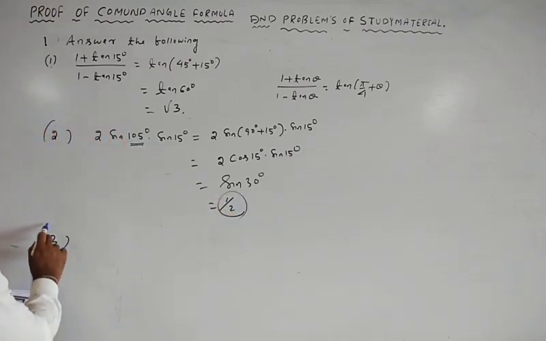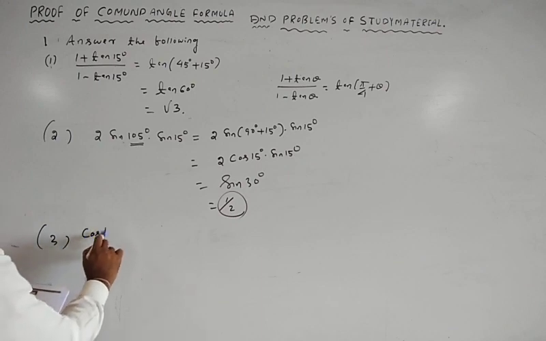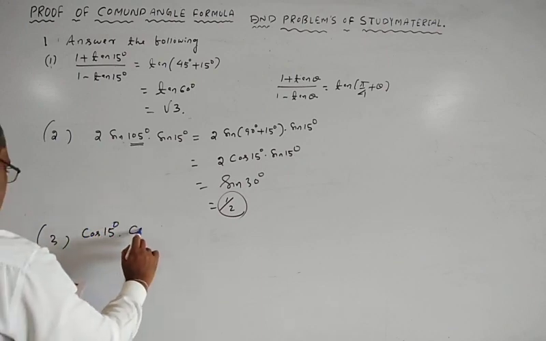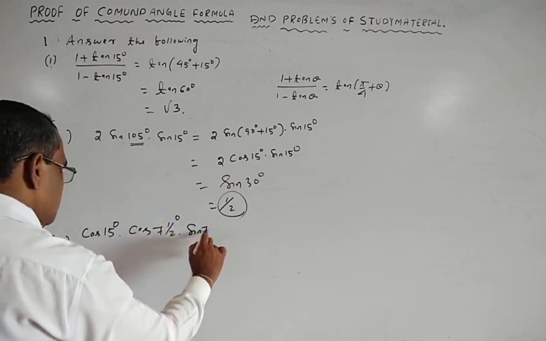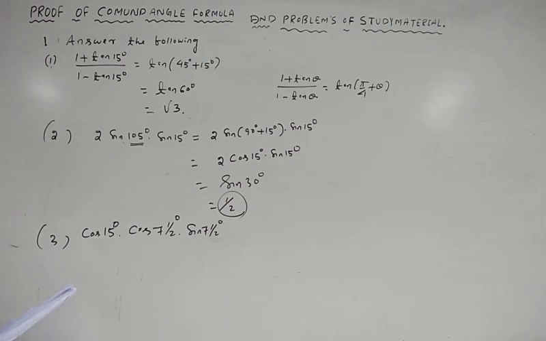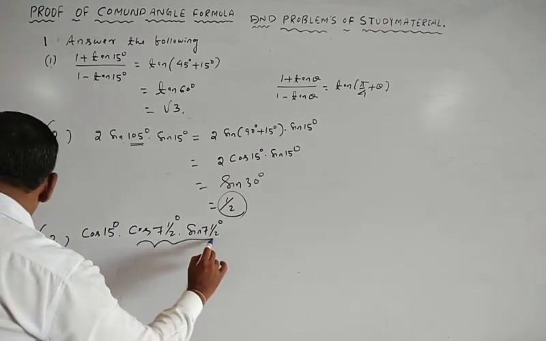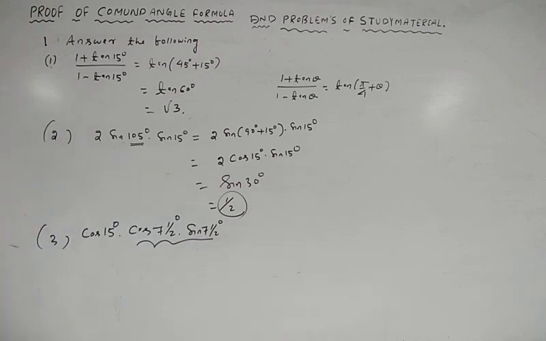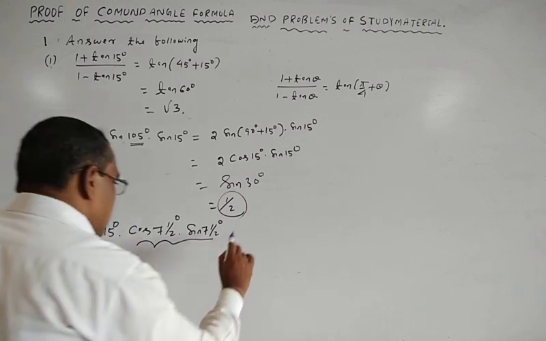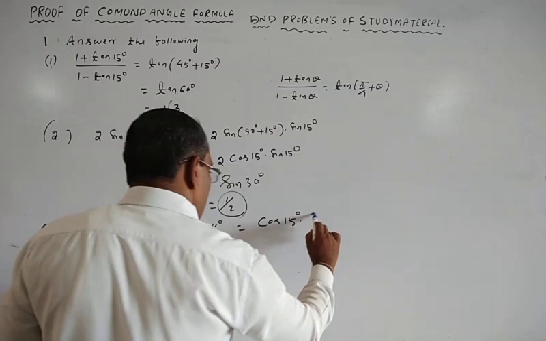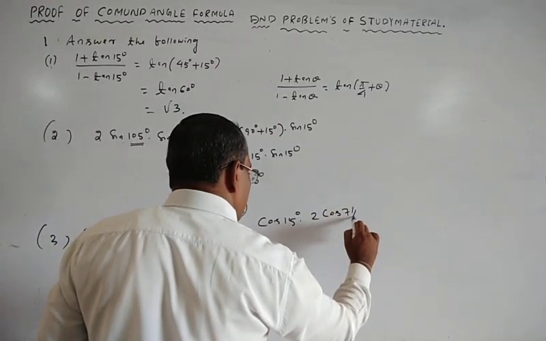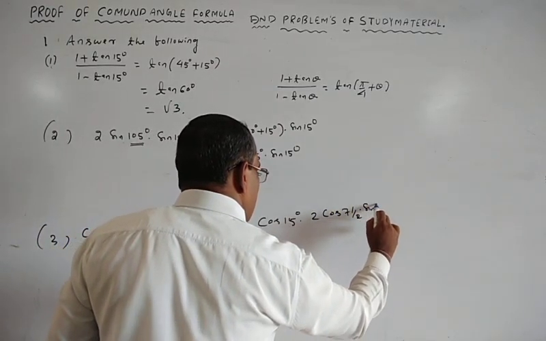Next number 3: cos 15 degree into cos 7.5 degree into sin 7.5 degree. Here what we do? Since the angles of cos and sin are the same, we multiply and divide by 2. This is cos 15 degree, and here 2 cos 7.5 degree into sin 7.5 degree.